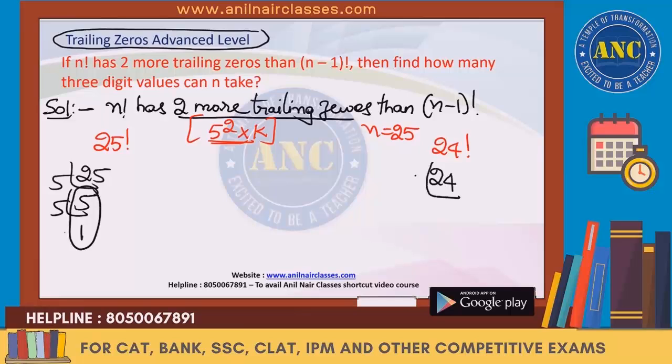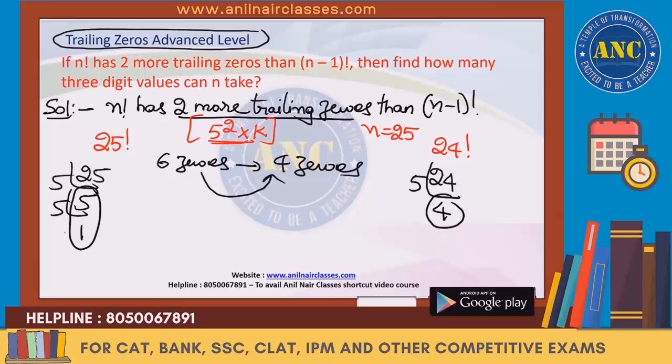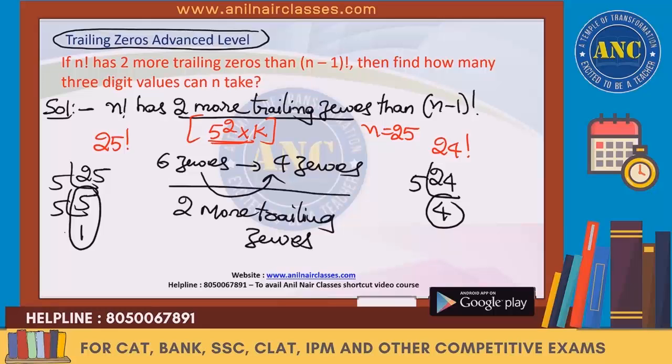24 has 4 5s, which is 20, so 4 zeros. 6 zeros and 4 zeros. How many more trailing zeros are there? 2 more trailing zeros. So that means n should take a multiple of 25.